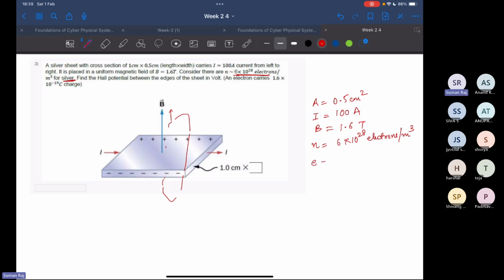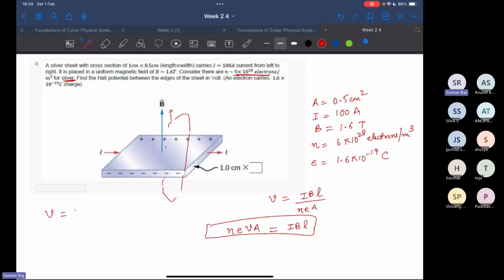So one electron carries 1.6 into 10 to the power minus 19 coulomb of charge. Okay. So the formula that we use is Hall voltage is actually equal to I into B into L divided by N into E into A. So it's actually that formula that we study. NEVA is equal to IB into L. Okay, so this is what we have in our class 11th chapter as well. So the same is being used over here.